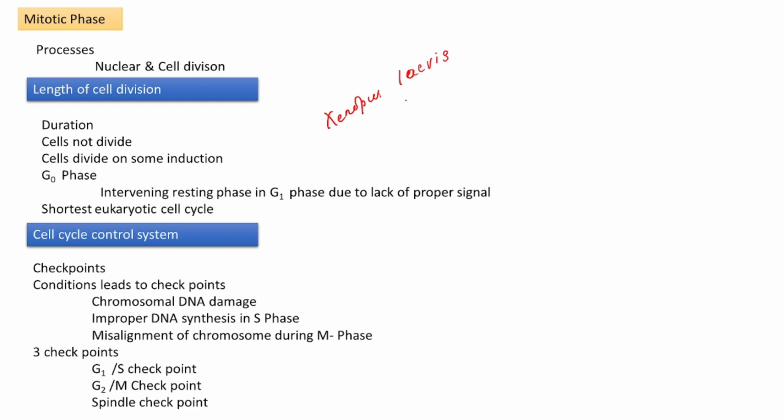Which are the gap phases? We know that the gap phases are G1 and G2. So in the case of this organism, the durations of G1 and G2 are very short, and the M and S phases alternate very quickly, to facilitate faster cell division in the embryonic cells of Xenopus laevis. Okay. Next, we are going to see the cell cycle control system.